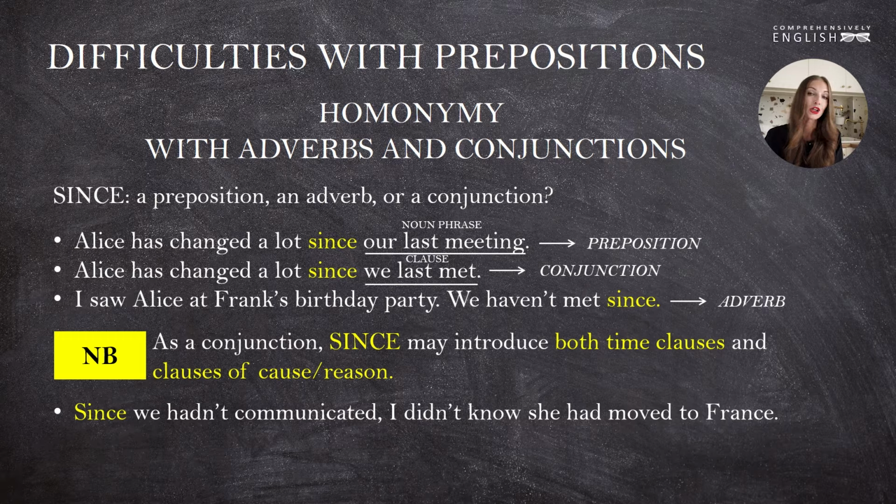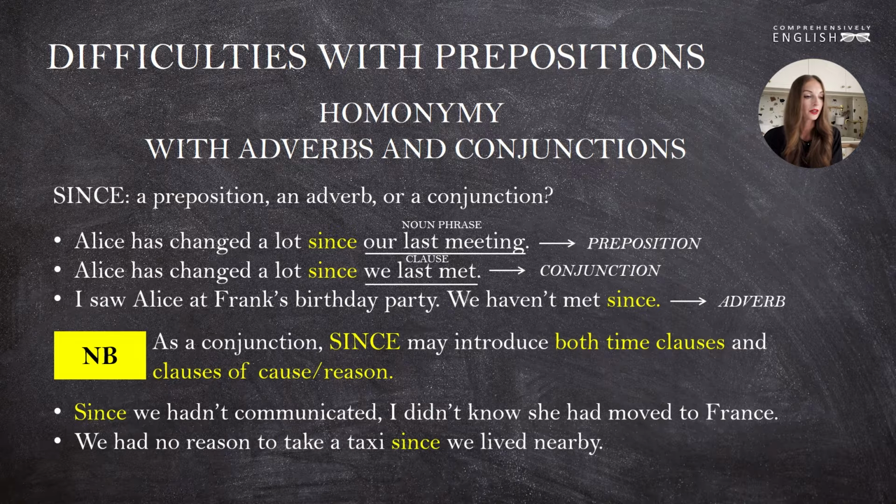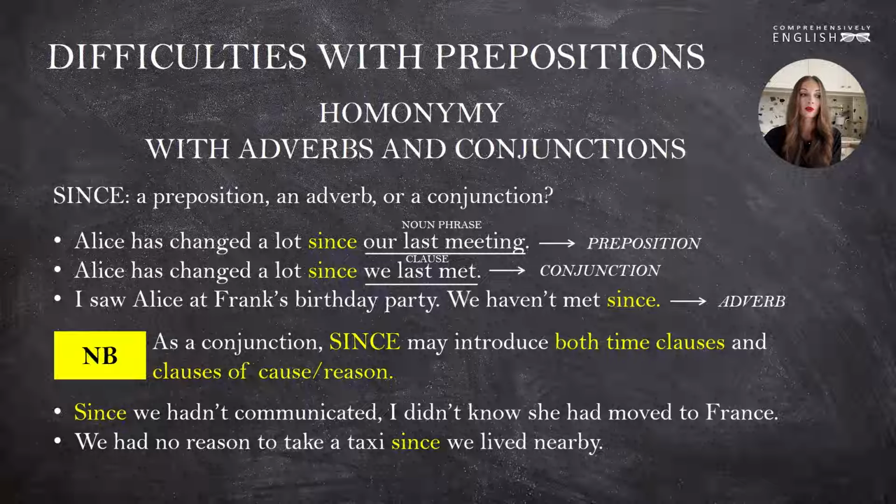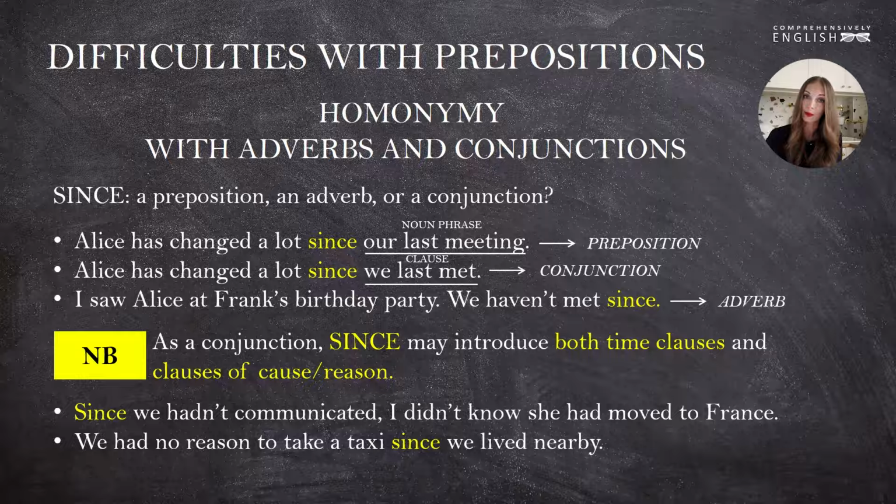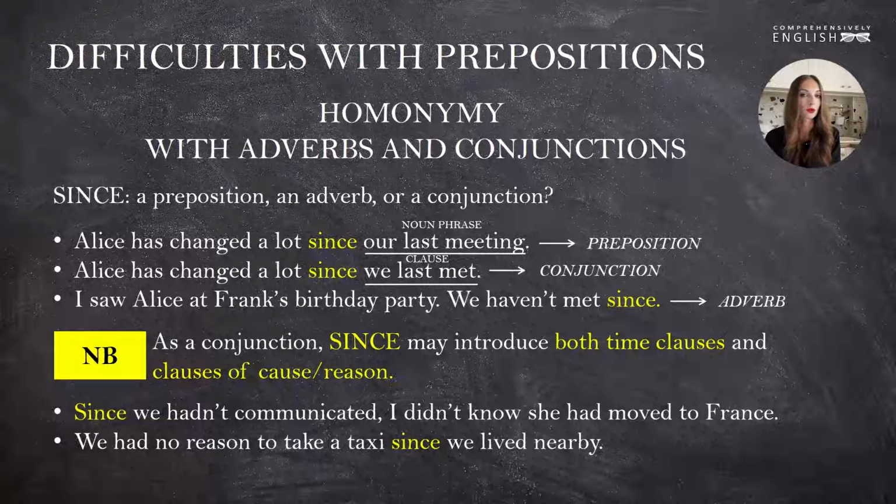Why didn't I know that she had moved to France? Because we hadn't communicated. Since introduces a clause of cause or reason. And another example, we had no reason to take a taxi since we lived nearby. That is, we had no reason to take a taxi because we lived nearby. Again, here, since introduces a subordinate clause of reason.